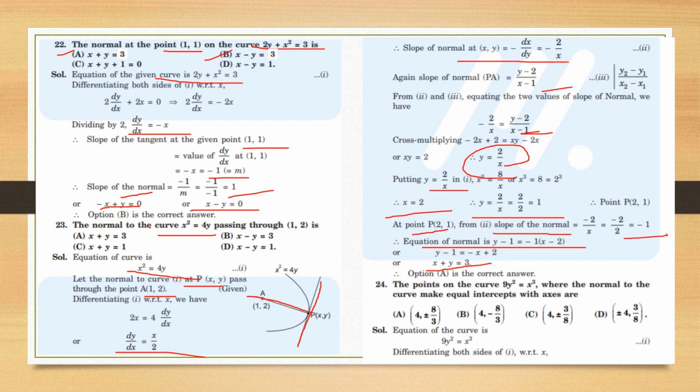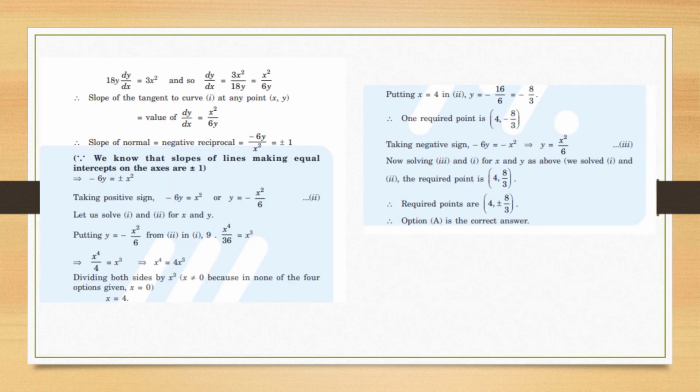Question number 24. The point on the curve 9y square equal to x cube, where normal to the curve makes equal intercept with axis. So this is your equation. Find the derivative, right? Slope of tangent to the curve at point (x, y) will be x square by 6y. Slope of normal is negative reciprocal, minus 6y upon x square, which is equal to plus minus 1. Okay, because the slope of line making equal intercepts on the axis is plus minus 1. So this is clear. We have done a question in class 11 also. So minus 6y is equal to plus minus x square. So here y is minus x square by 6.